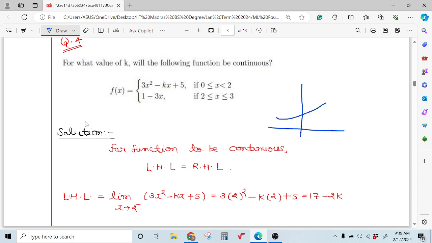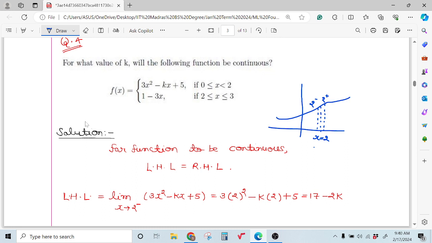Suppose this is a function, and we have to find the left hand limit. Let us take this as the point x equal to 2. We will check whether the function is continuous at this point x equal to 2. We will check the right hand limit and the left hand limit. First we will check the left hand limit, which is on the left hand side of this point. This is denoted as 2 minus, and the right hand side of this point x equal to 2 is denoted as 2 plus.